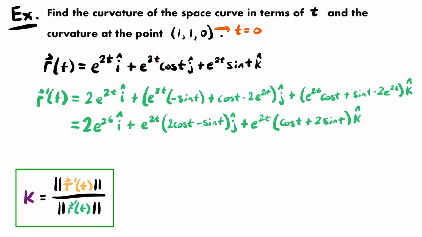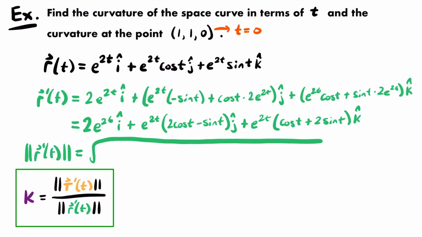Now let's find the magnitude of it. That's what we need for the denominator here, as well as for finding the unit tangent vector, which we'll need for the numerator. So the magnitude of r prime of t is equal to the square root of the sum of the components squared. And I'm going to square all of them right away. I'm not going to waste time writing out that we're going to square each of these components. I'm just going to square them right off the bat.